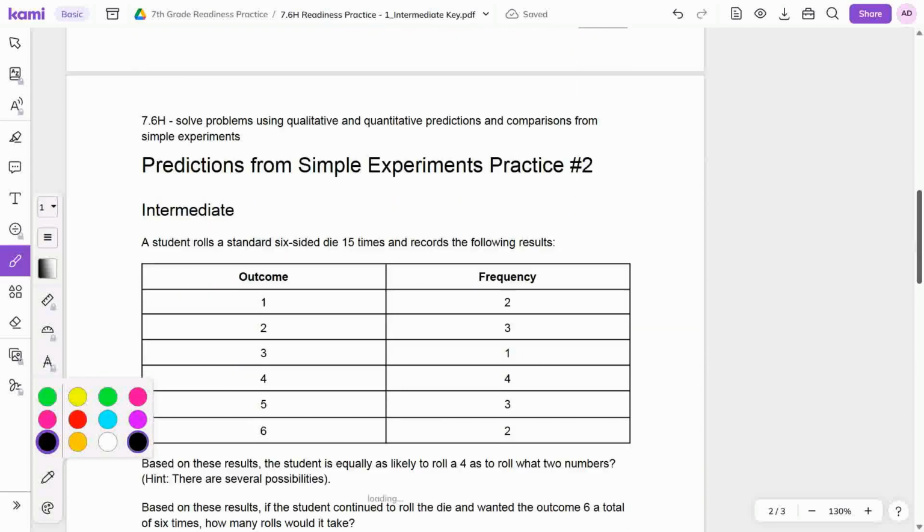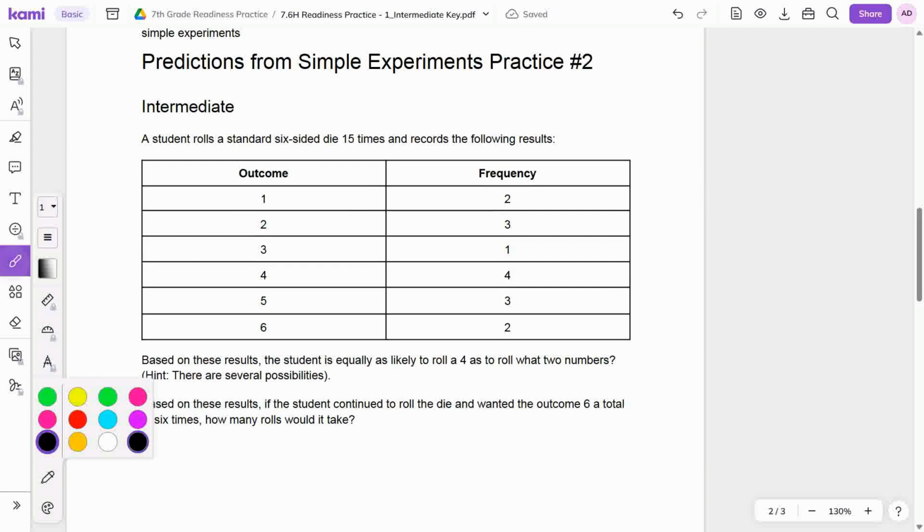All right, so our second problem has a new different table. Students rolling a standard six-sided die 15 times. Here are the results. All right, now based on these results, the student is equally likely to roll a 4. So let's look at 4. The student rolled a 4 times. As to what two numbers? Okay, so now I need 4 equals blank plus blank.